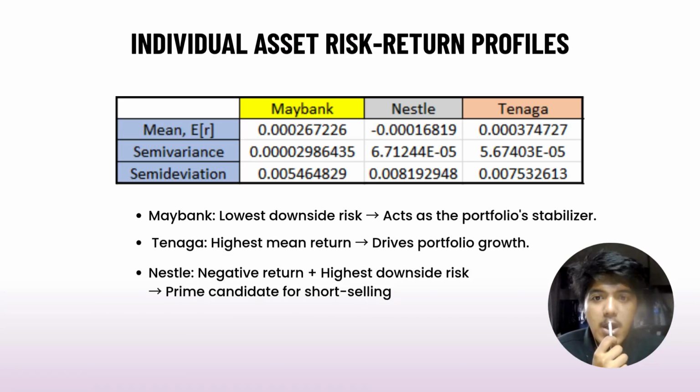So, moving on. Before we optimize, let's look at our asset profiles. First, Maybank is our safe haven, offering the lowest downside risk and steady positive returns. Meanwhile, Tenaga serves as our growth engine, providing the highest expected return at 0.037%, albeit with slightly more risk. Conversely, Nestle underperformed during this period, pairing the highest downside risk with a negative expected return. This contrast highlights why asset selection is critical.